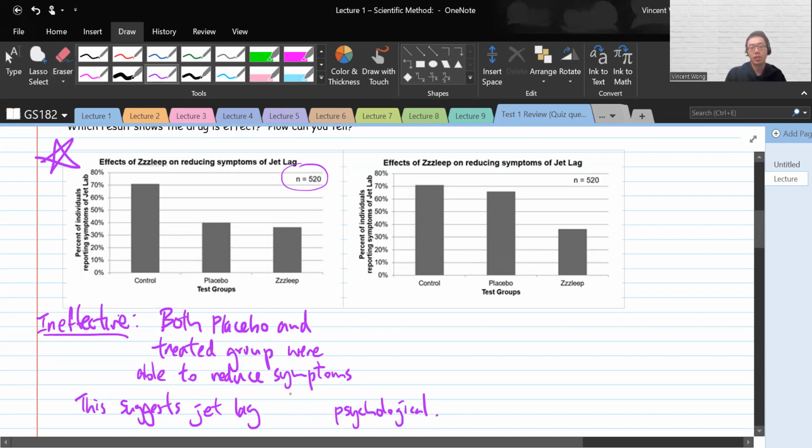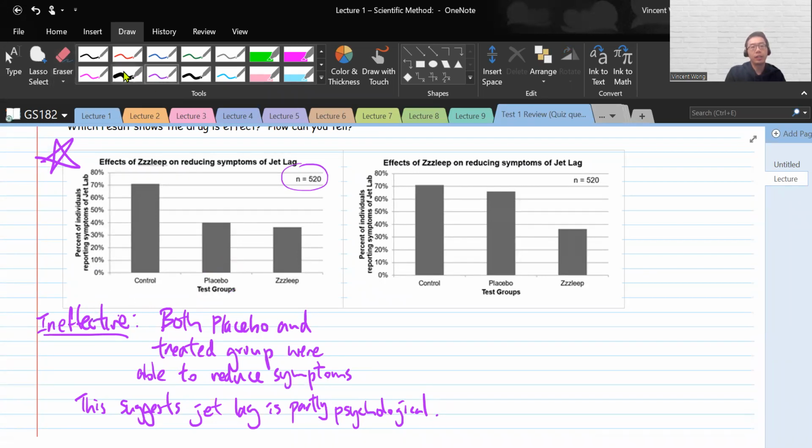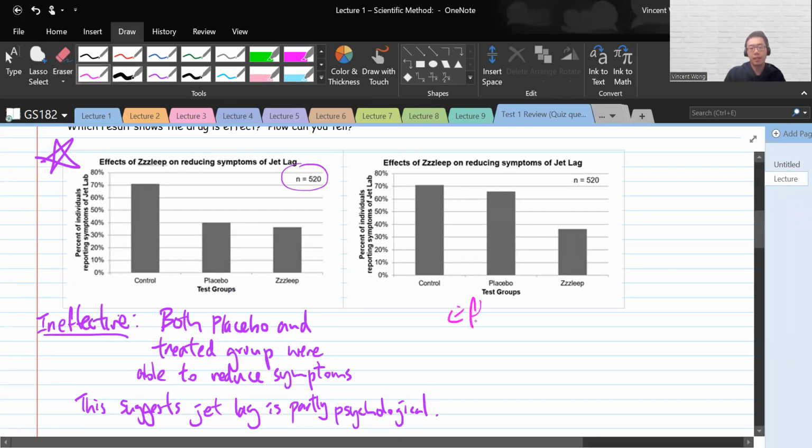Well, we wouldn't say it's all psychological. It's partly, right? Psychological, because you give these people some pill, you tell them we're gonna help them sleep better, and then they turn out sleeping better, even though the pill is not physically doing anything for them, right? So the fact that both placebo and the treatment group were able to reduce the percent of people who experience jet lag, this tells you the drug is ineffective. On the other hand, over here, this is effective.